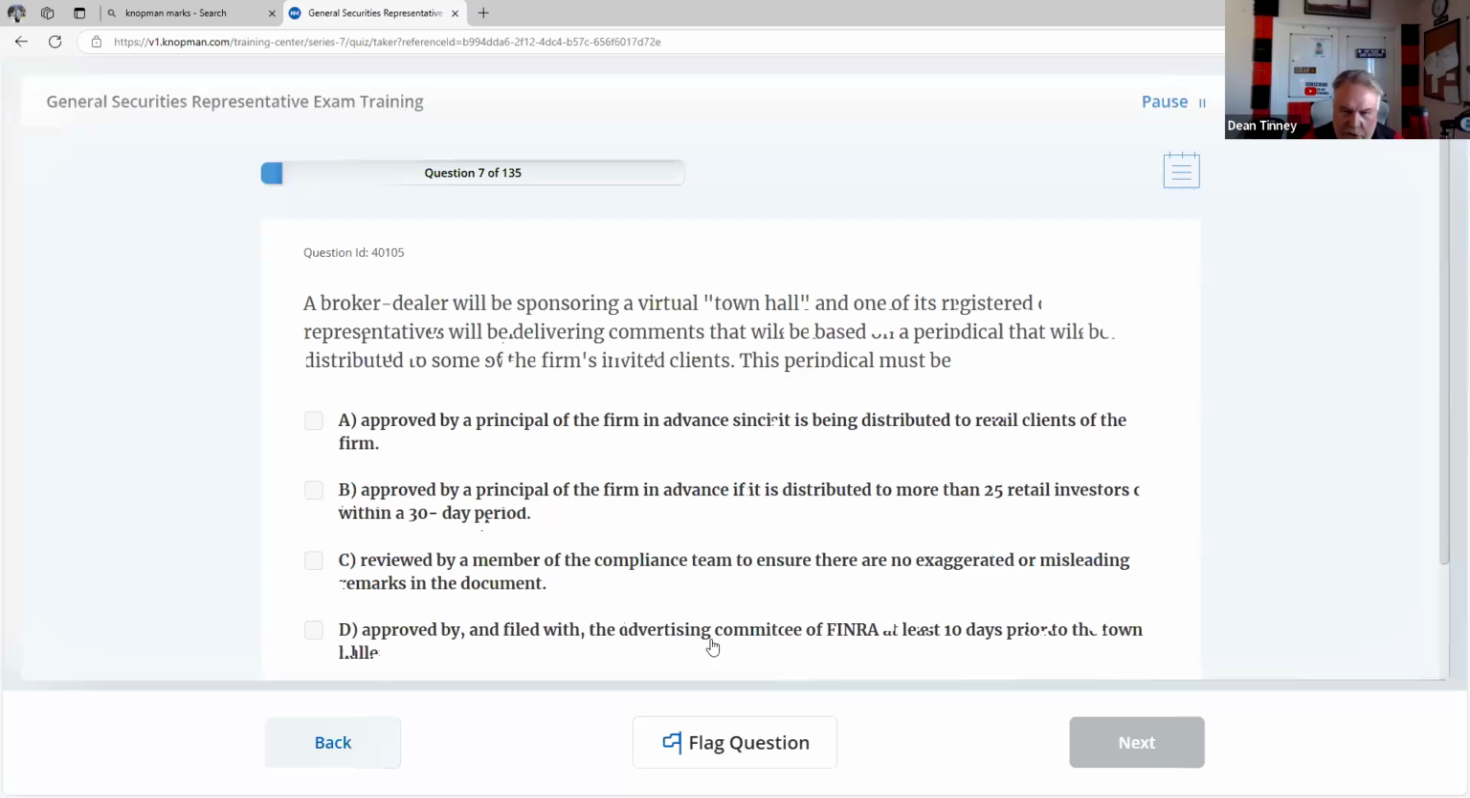A broker dealer sponsors a virtual town hall. Virtual means it's going to be online. One of its registered reps will be delivering comments based on the periodical that will be distributed to some of the firm's invited clients. I like to make up the scenario a little more particular. I'm going to say it's The Economist, and The Economist has an essay they wrote on America's economy being the best in the world, and I'm not going to be commenting on that as a registered representative.